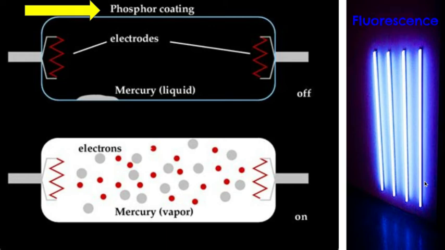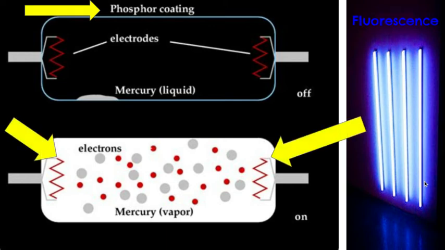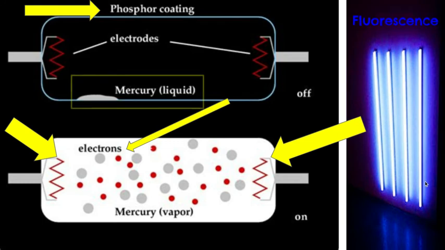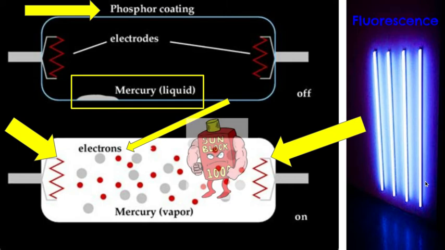The electrodes at each end of the light emit electrons when they become electrically charged. As the electrons travel through the gas from one electrode to another, they collide with the mercury atoms and excite them. The excited mercury atoms release their excess energy in the form of ultraviolet light, which humans can't see, but when it's absorbed by the phosphor, it emits visible light.